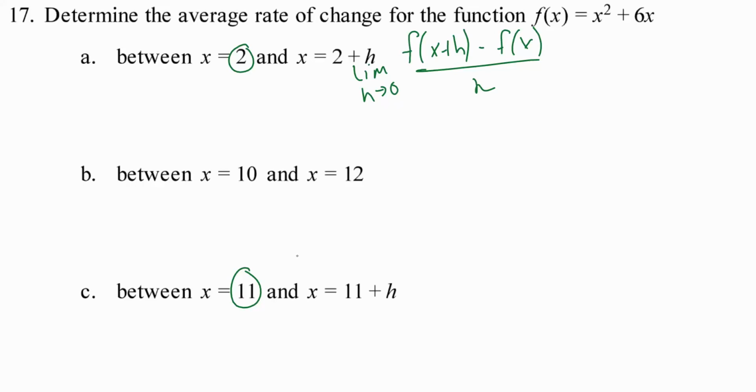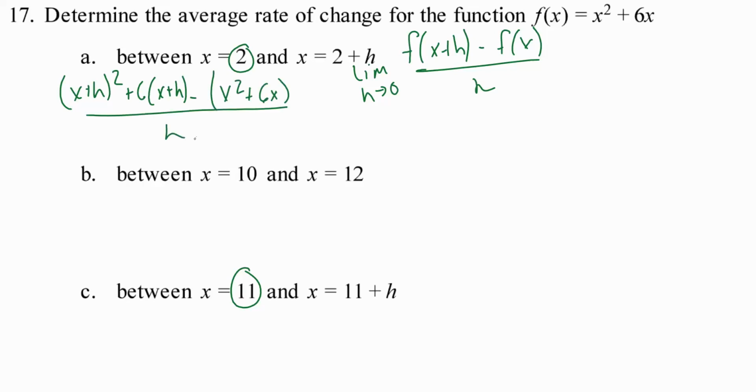So I would strongly suggest practicing this on this problem. So to do f of x plus h, we want to do x plus h squared plus 6x plus h minus x squared plus 6x all over h. Let's go over here and start simplifying. X squared plus 2xh plus h squared plus 6x plus 6h minus x squared minus 6x all over h.